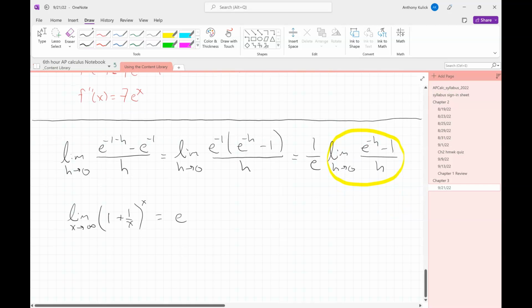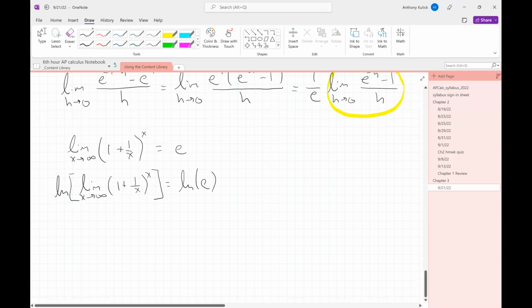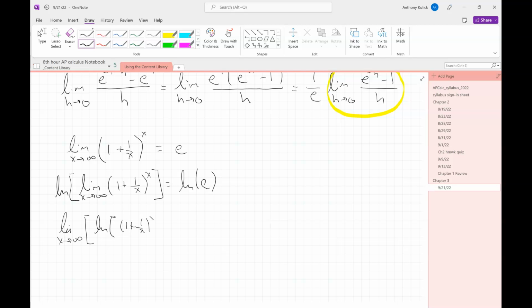Okay. So what I did next was I took the natural log of both sides of this equation. And I know that the limit of a composition is equal to the composition of the limits. So I can move the limit outside and push the natural log inside.